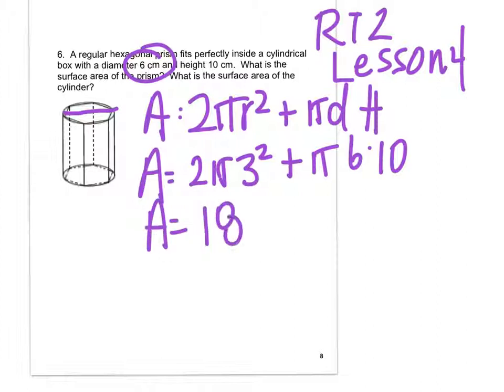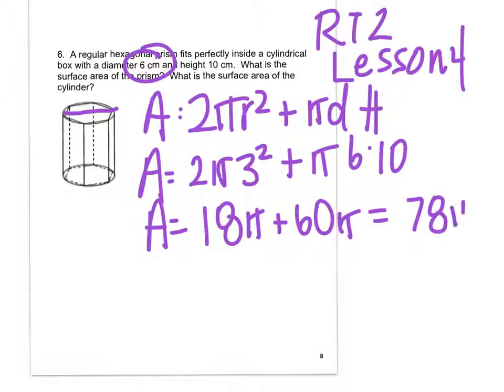This means I have 18 pi plus 60 pi. I know the surface area of the cylinder is 78 pi centimeters squared.